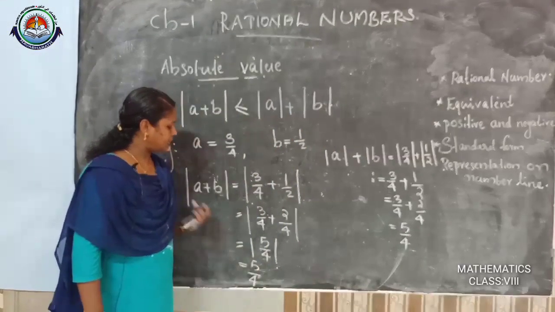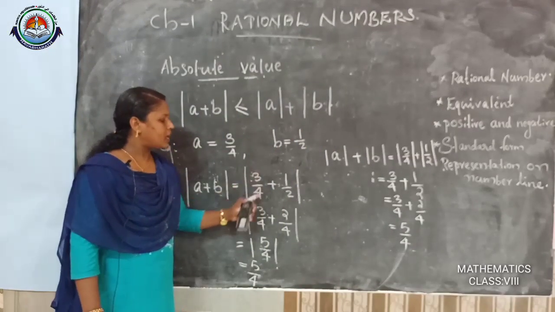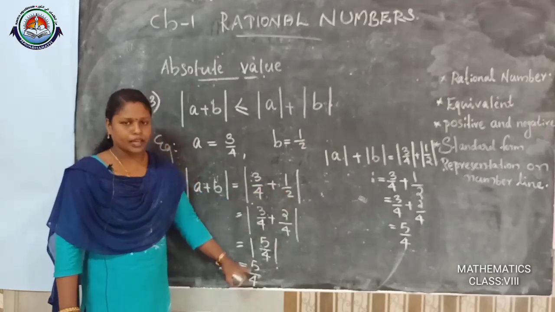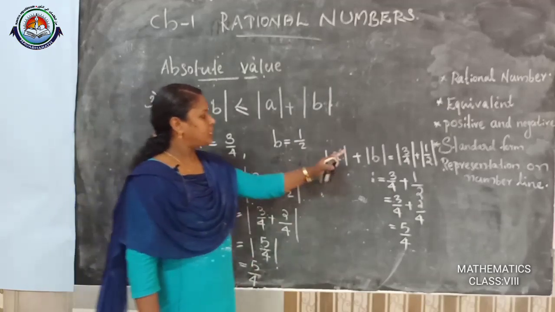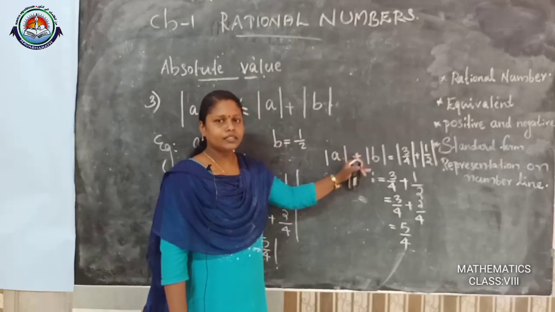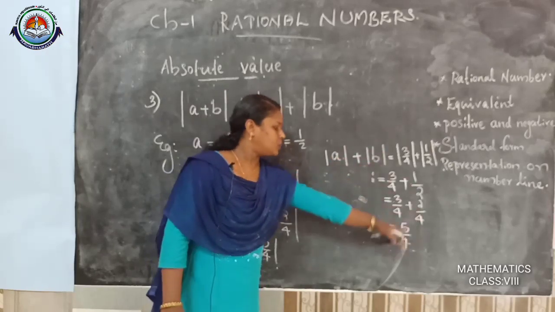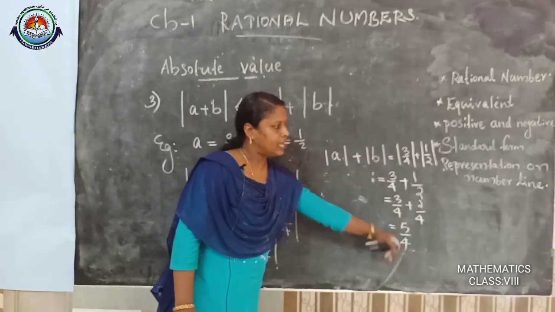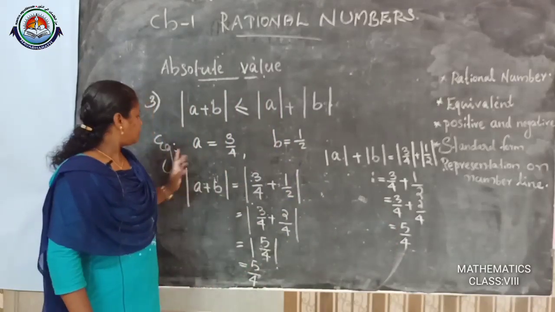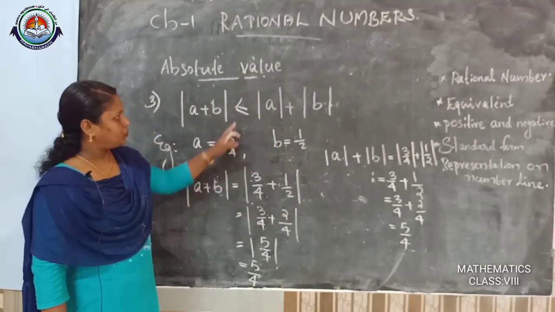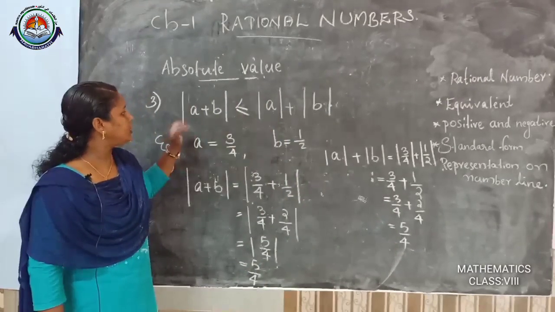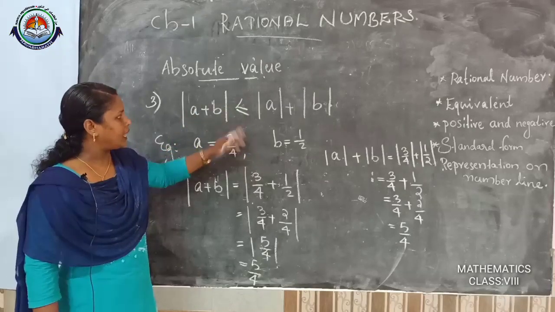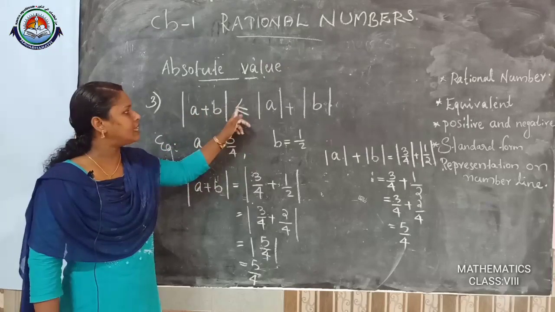Here the answer is absolute value of 3 by 4 plus 1 by 2 is 5 by 4, and also absolute value of A plus absolute value of B is also equal to 5 by 4. And in this case, it is equal to. And next we need to explain when it is less than.